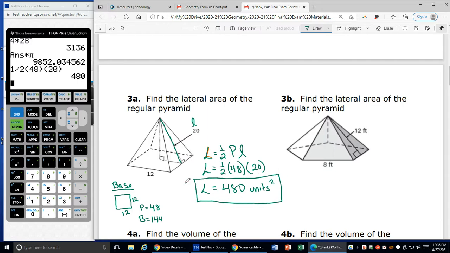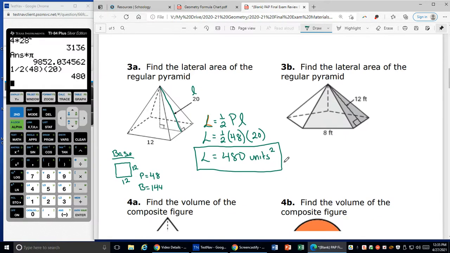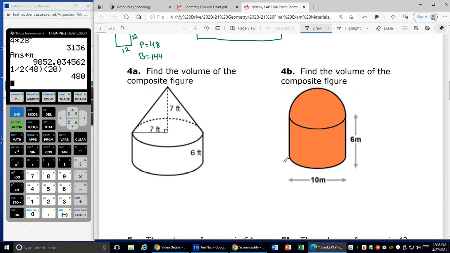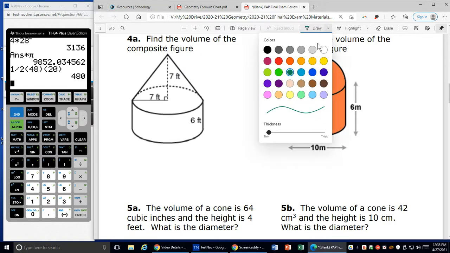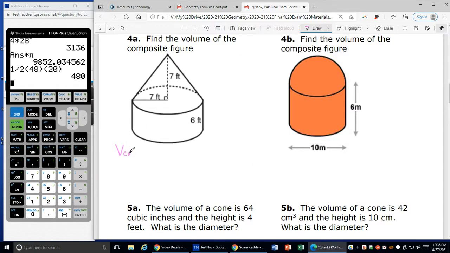For my regular pyramid. Let's look at 4A. Find the volume of the composite figure. So I'm going to need to find the volume of first the cone and then the cylinder, or vice versa. It doesn't matter which order, but I'm going to need the volume of the cone, and I'm going to add to that the volume of the cylinder.